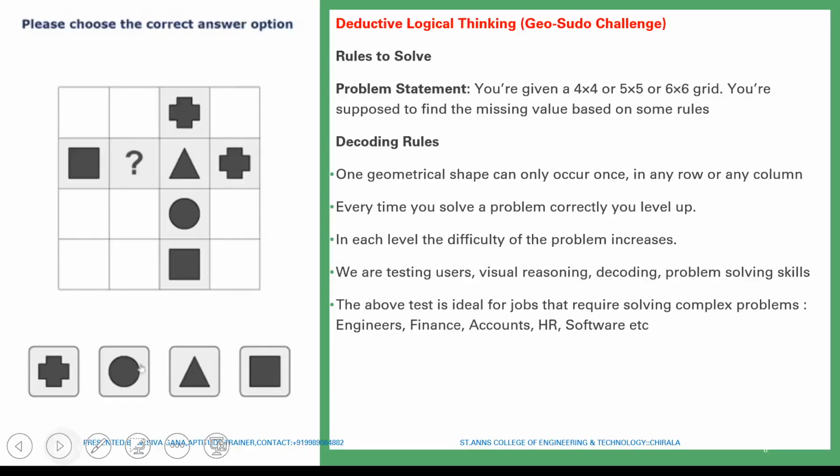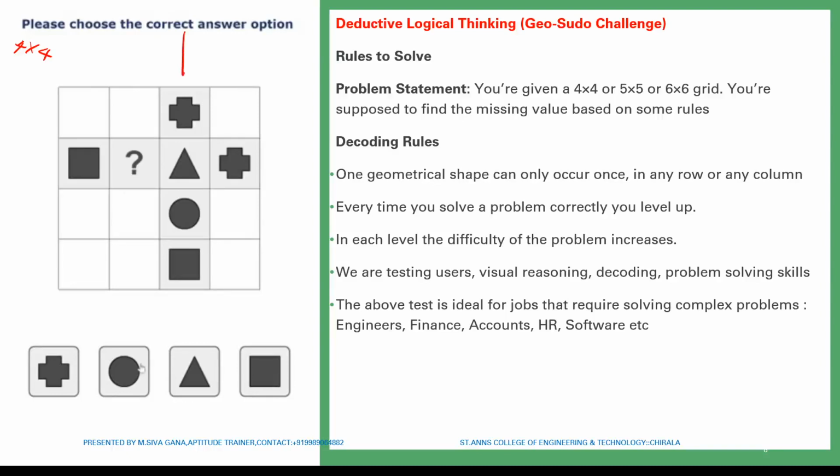Let us see the next variety of question: deductive logical thinking or geo challenge. Here grids are given, and the grids are either 4 by 4, 5 by 5, or 6 by 6 structure. As a basic level, I am giving you a 4 by 4 structure. In each row and each column there are 4 cells. We need to place different structures. All 4 structures should be different.